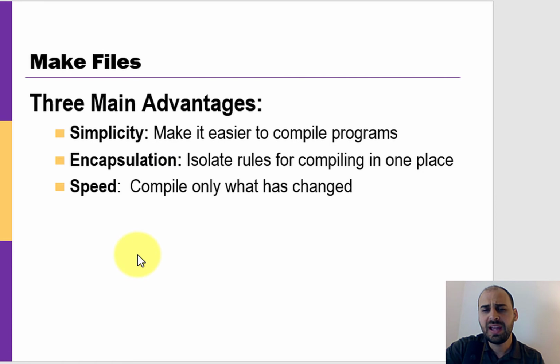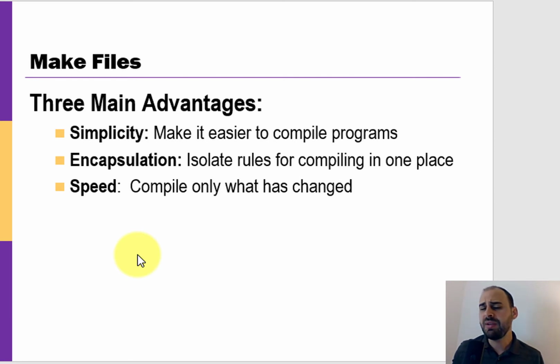A big one is simplicity, right? In the real world, you can get really complicated programs that have lots and lots of different dependencies and different ways of compiling things. So it makes it easier. You type in one word, make, and all the rules about how it should be compiled are contained within the makefile. Similar to that is encapsulation, isolating all the rules for compiling in one place. You don't have to be hunting down how you're supposed to compile something. It's one location that specifies all of it.